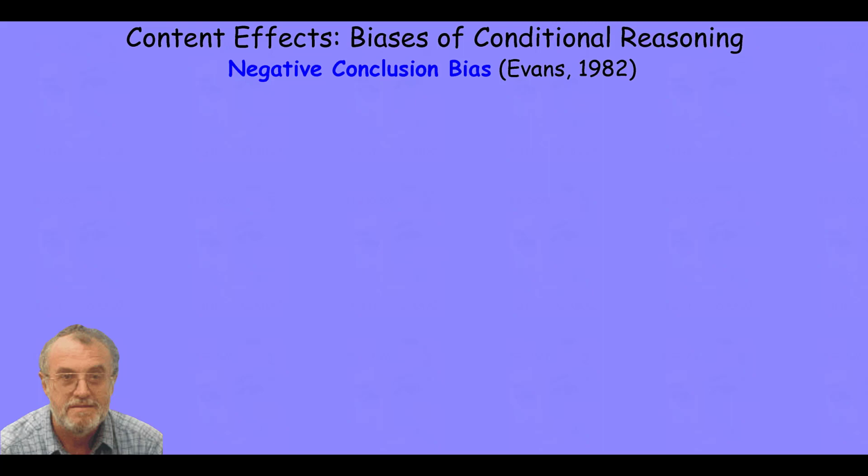Let's now look at some effects of content on this highly contextualized and working-memory-intensive native deductive capacity that we've illustrated to this point. So let's start with a bias that's associated with conditional reasoning. This bias was first identified by a Stanford researcher named Evans in 1982, and it's called the negative conclusion bias.